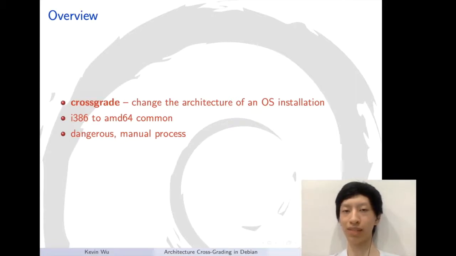Historically, cross-grading has been mostly a process done by hand with great care. If you do it incorrectly, it can often result in a broken installation and basically having to start fresh or restore from backups.